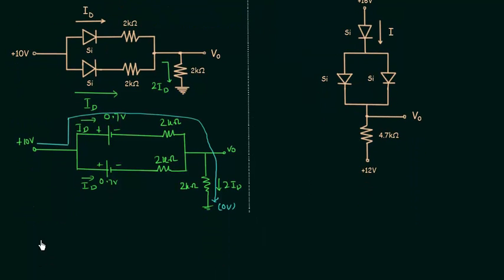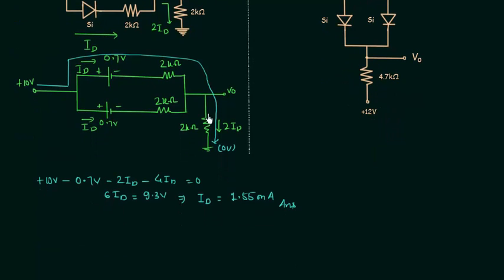So we have plus 10 volts minus 0.7 volts minus 0.7 volts minus 2ID minus 4ID equal to 0. From this equation I can easily calculate ID. 6ID is equal to 9.3 volts. This implies ID is equal to 1.55 milliamps. This is the answer.